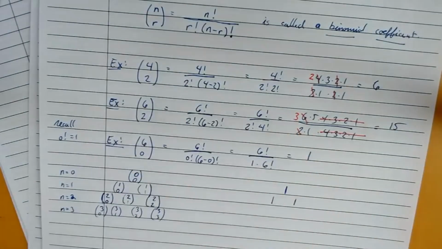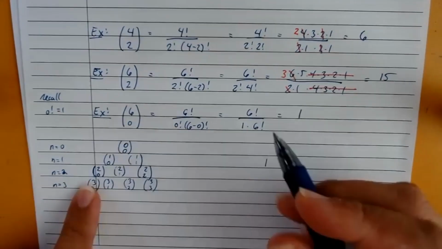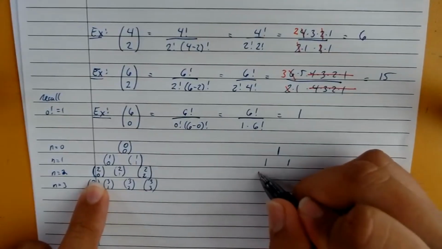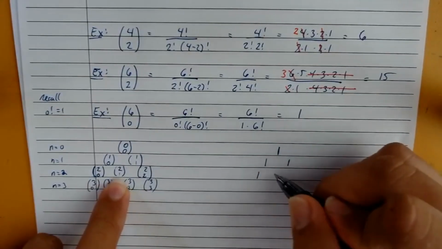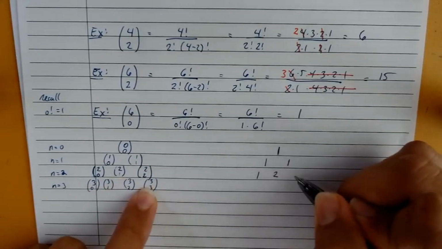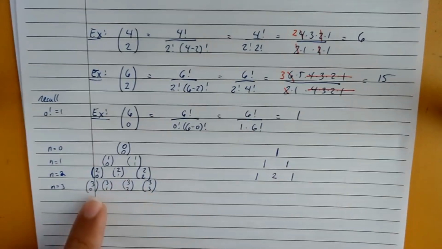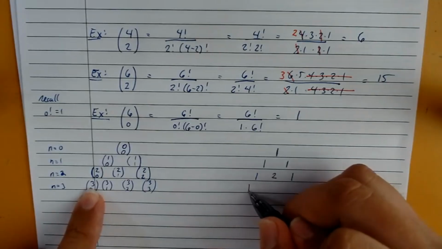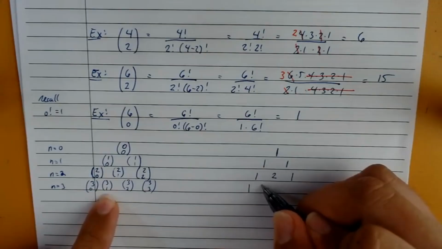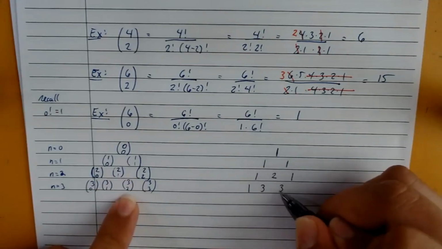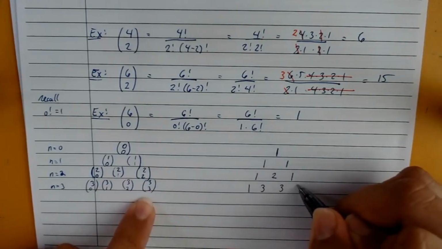So here, if I want to compute what all those numbers are, I can go ahead and grab a calculator and churn those out. Here, 2 choose 0 is 1. 2 choose 1 is 2. And 2 choose 2 is 1. Here, 3 choose 0 is 1. 3 choose 1 is 3. 3 choose 2 is 3. And 3 choose 3 is 1.